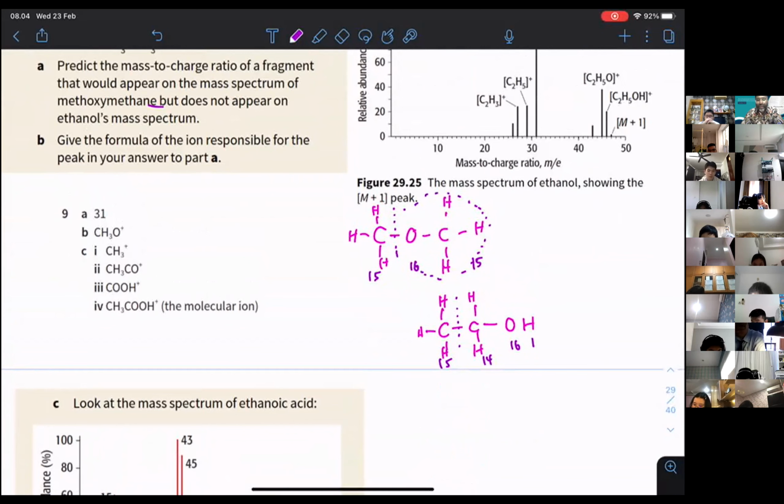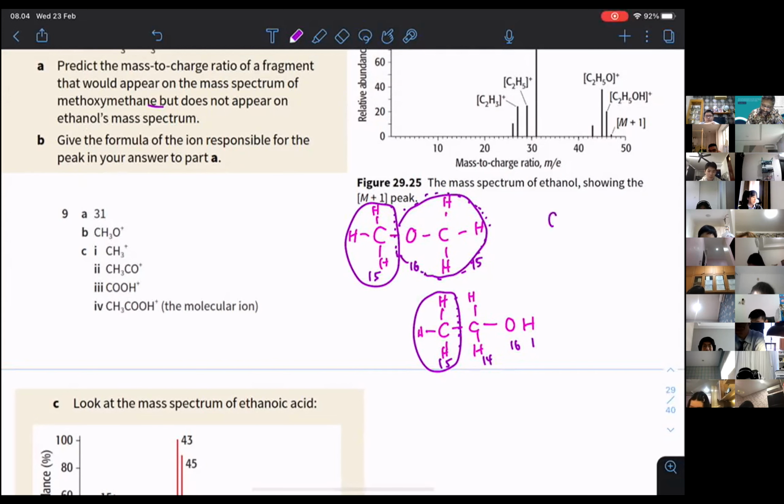The one that does not appear on ethanol is this: if ethanol has CH3, no problem, it will have CH3. But ethanol will not have this entire thing, because ethanol has CH2OH. So they are talking about CH3O+, which is 12 plus 3 plus 16, which is 31. Yes, that is correct. So this 31 will not appear. Instead they are going to get CH2OH+, which is 12 plus 2 plus 16 plus 1, which is 31 also.